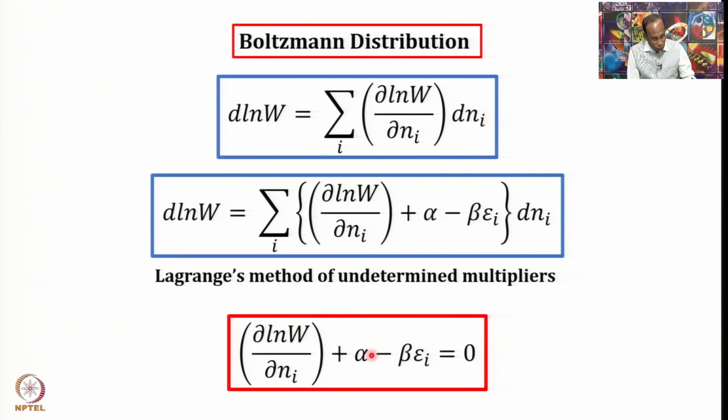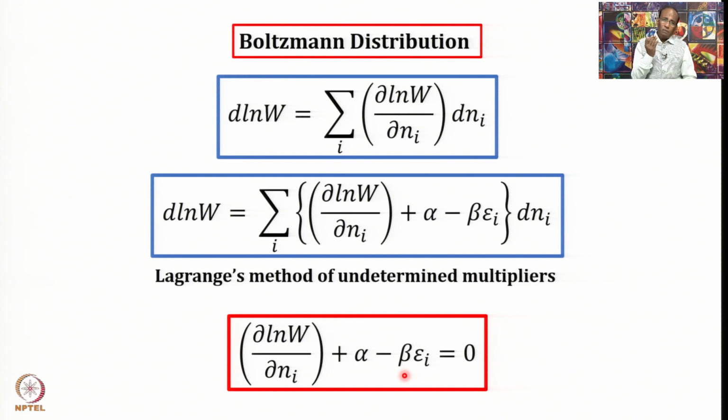In that, you choose two parameters, one is alpha, another is beta, and then transform this equation in such a form that this bracketed term along with alpha and beta ei can be taken equal to 0, and then find out for what expression of alpha and what expression for beta this can be set equal to 0. This is called Lagrange's method of undetermined multipliers.